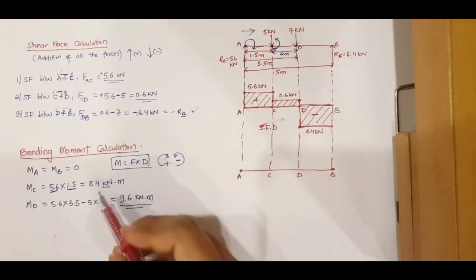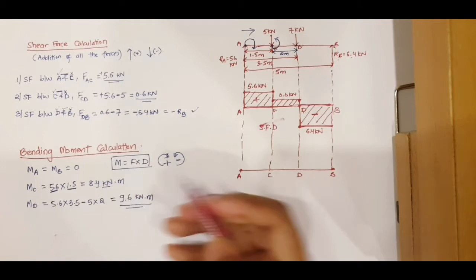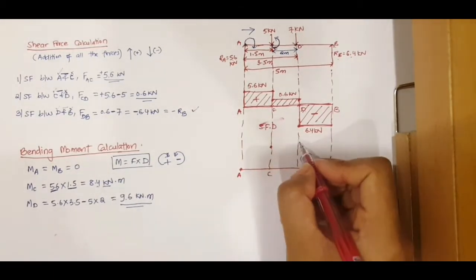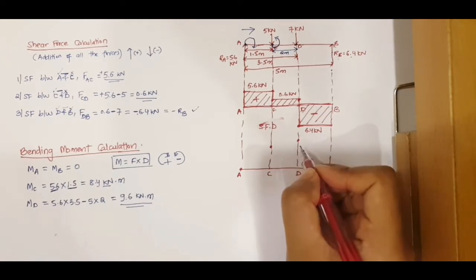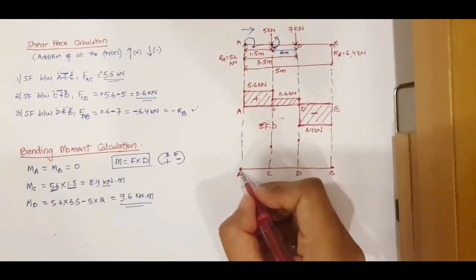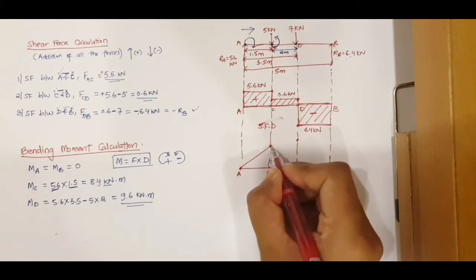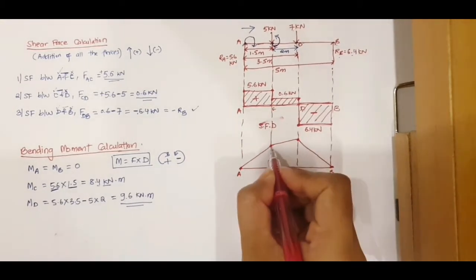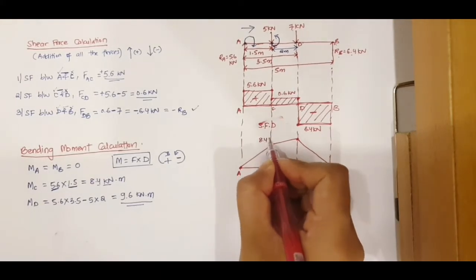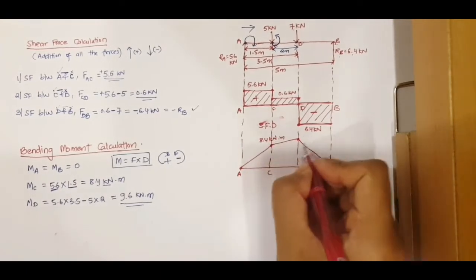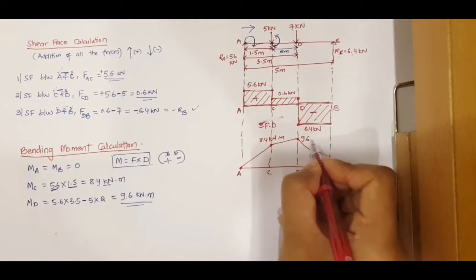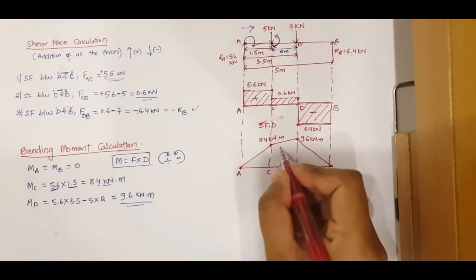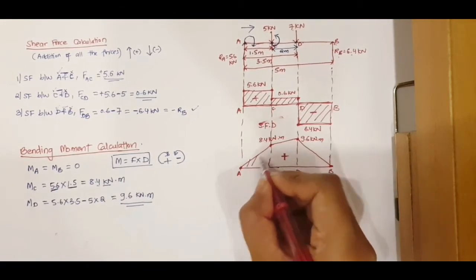Now how much came at C? 8.4 kilonewton meter. So at C I have 8.4 kilonewton meter and at D 9.6, a little bigger. So let us join this line. At this point it is 8.4 kilonewton meter and at this point 9.6 kilonewton meter. And these are all above the line, so they will come as positive.